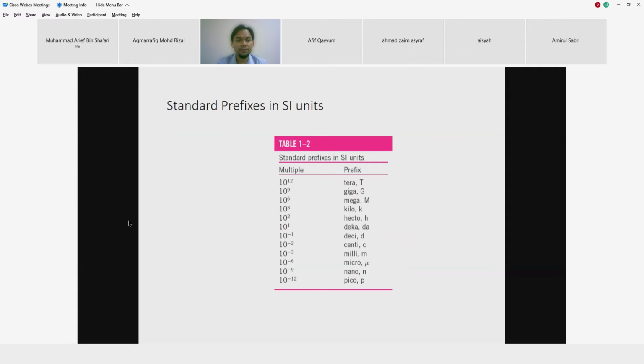Okay, next, standard prefixes in SI units. So we have several standard prefixes in SI units, starting from tera until pico. But usually we deal with kilo, mega, gram, centi, meter, and micro. But sometimes, special case, tera, this one, okay, smallest, and nano.